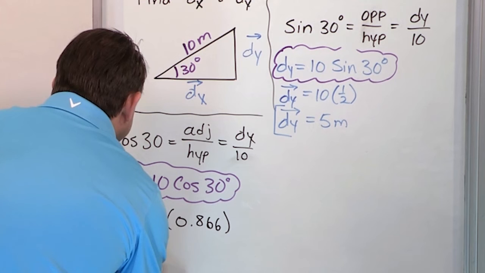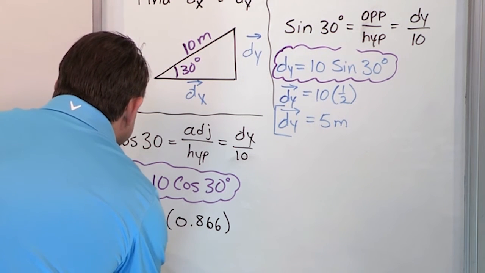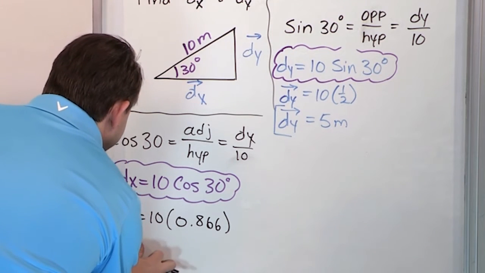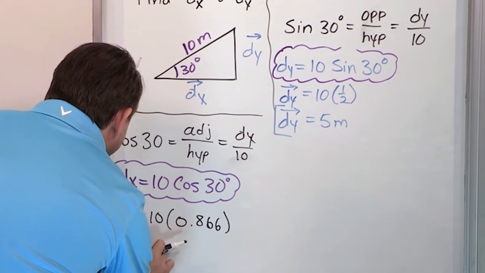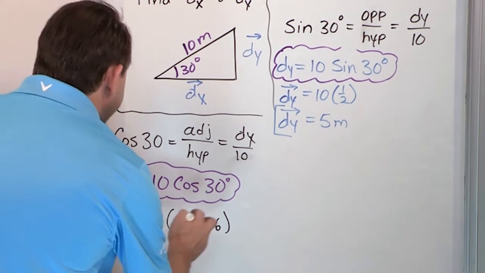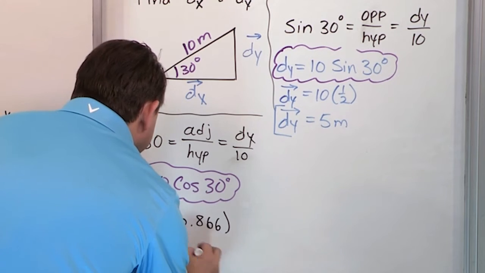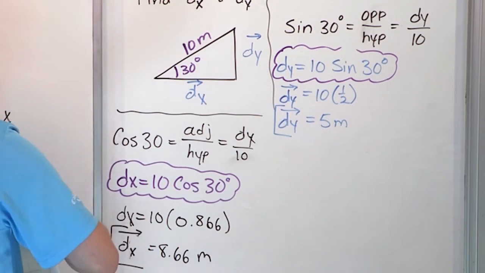So you multiply that by 10. I don't know why I have a hard time writing dx. This should be dx here, not d giant x. It should be d sub x. D sub x, the distance in the x direction, vector, is going to be 8.66. What's the unit? Meters, because everything that we've done so far is in meters, so we stay in meters.